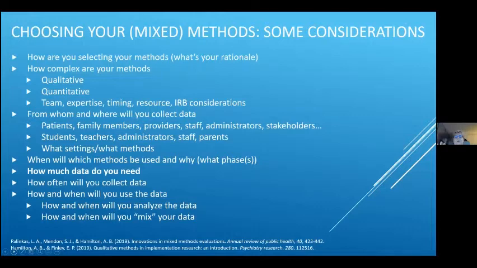So choosing your methods, again, very complex, big topic. I think for me as a reviewer, I really want to see the rationale for the methods that have been selected. So if it's heavily qualitative, I love that. But I don't only want to see that necessarily. I want to see the thought process that goes into the methods that have been selected and their complexity and the way, for example, if you're using integrated mixed methods, what does that mean?